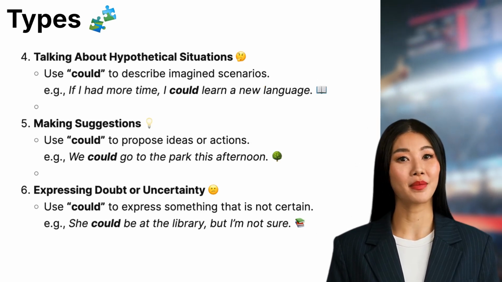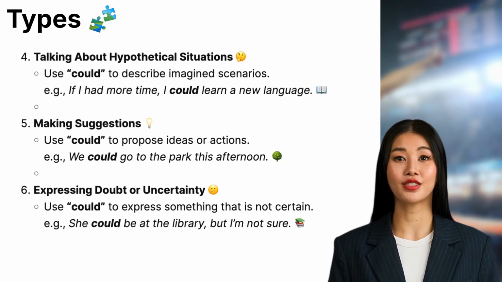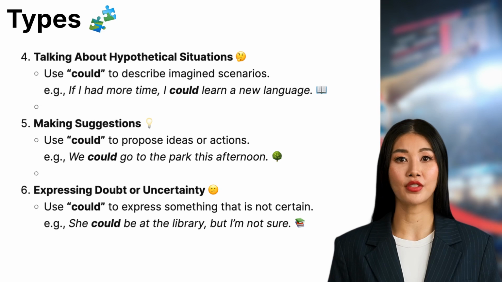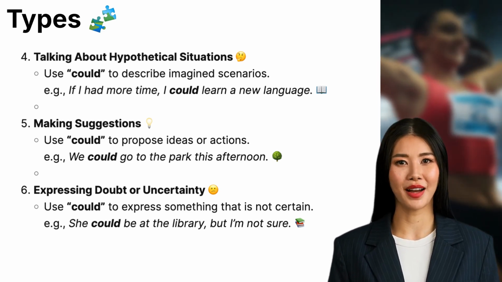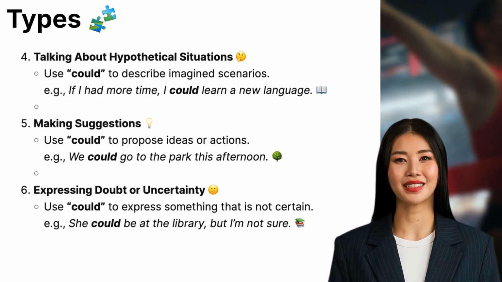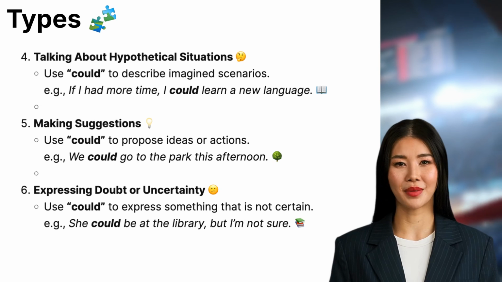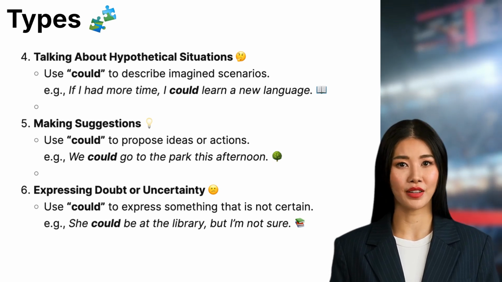4. Talking about hypothetical situations. Use could to talk about imaginary or unreal situations that are not happening now. Example: if I had more time, I could learn a new language. This means right now, I don't have enough time, but in a different situation, it would be possible.